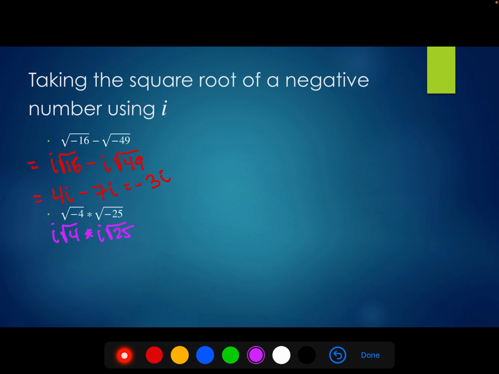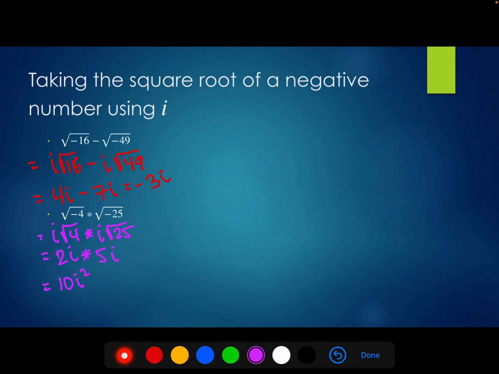All right, this becomes 2i times 5i. And now when we're multiplying these together, we can kind of treat our i's like variables, right? So x times x gives us x squared. So i times i, that'll just give us i squared. So this will simplify to 10i squared.